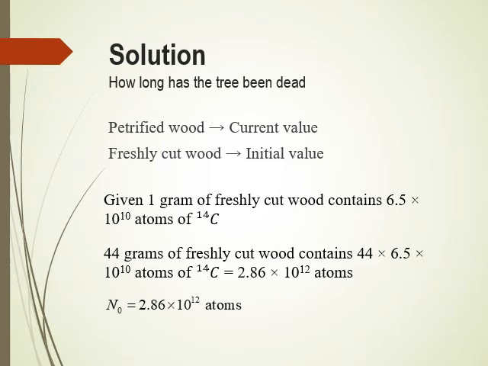Now, why can't we use the mole method to calculate the number of atoms? Because now you are given a wood, but not all of the atoms inside it are carbon-14. They might have different types of atoms. Therefore, we have to use the information given in the question, which is 1 gram contains 6.5 times 10 to the power of 10 atoms, to calculate the number of atoms inside this 44 grams. Okay, you cannot use the mole method that we used in previous questions to calculate the number of atoms. Remember that.